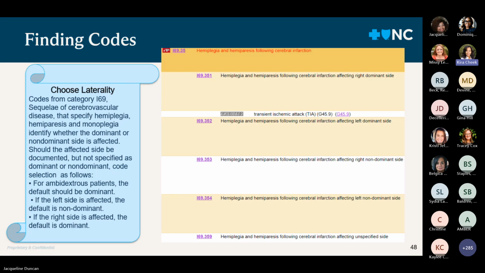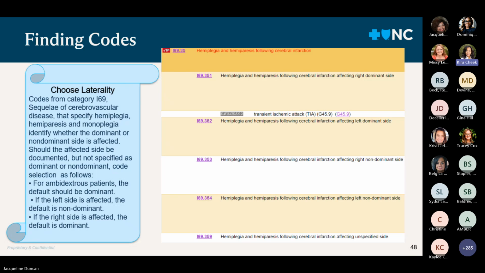Should the affected side be documented but not specified as dominant or non-dominant, code selection is as follows: for ambidextrous patients, the default should be dominant. If the left side is affected and there is no documentation that the person is left-handed or right-handed, the default is non-dominant. If the right side is affected and there is no documentation, the default is dominant.